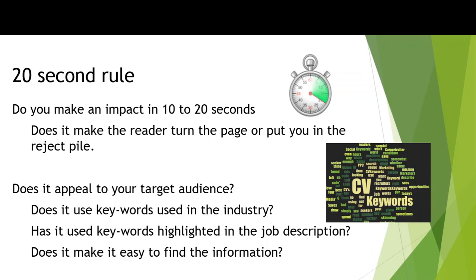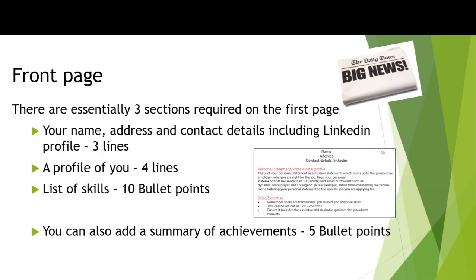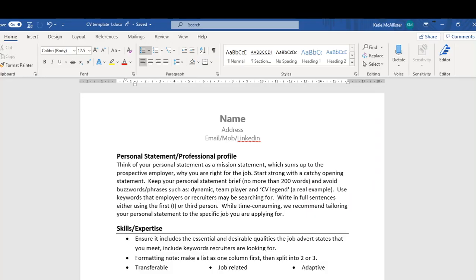On your front page, you're going to be looking for a minimum of 3 sections. The first one is your name, address and contact details. The second part is a summary of your profile, and the third part is a highlighted list of skills that you have got. You can also add a fourth element to this, depending on where you are in your career, which is a summary of your achievements to date. So this is what we're looking at.